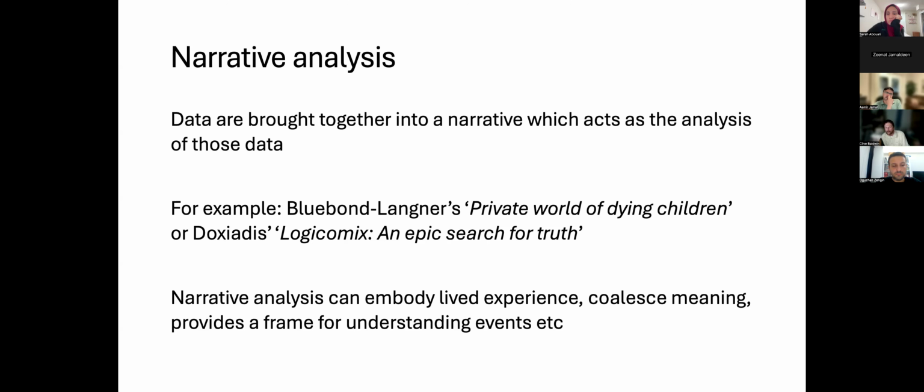And narrative analysis can embody lived experience, can coalesce meaning. It provides a frame for understanding events. And narrative analysis doesn't have to be an individual story. It can be a composite. You could write a composite story to capture the richness of your data, the emotions, in order to present this lived experience in a way that's more vivid than perhaps a thematic analysis might be.